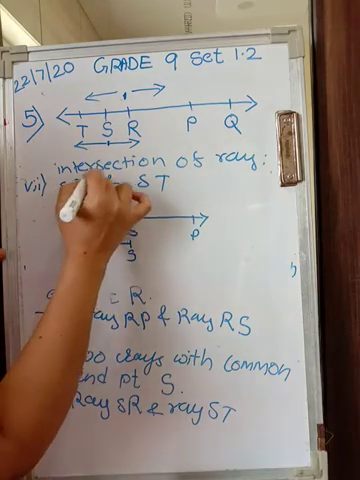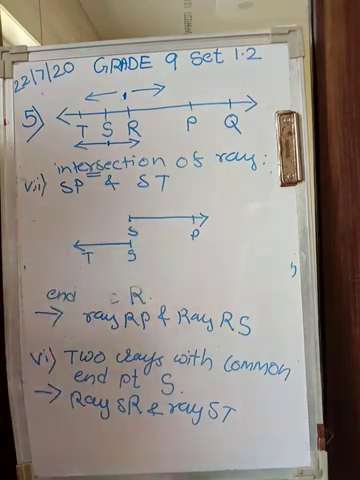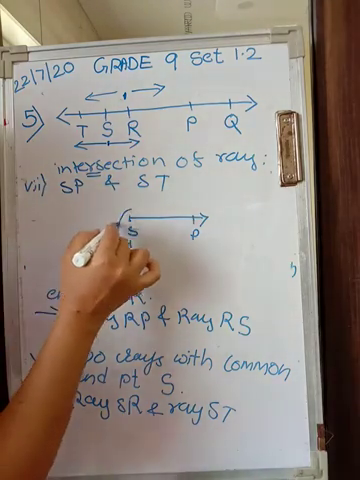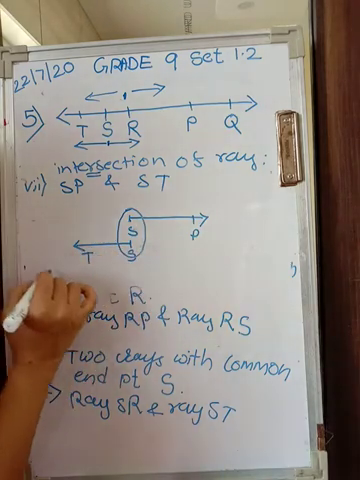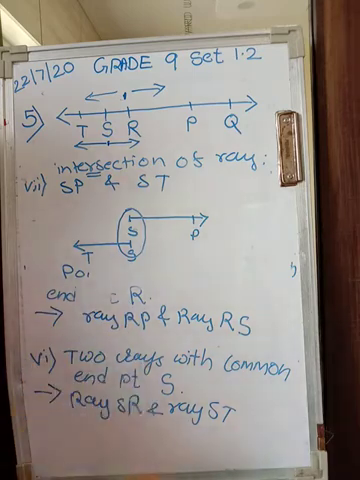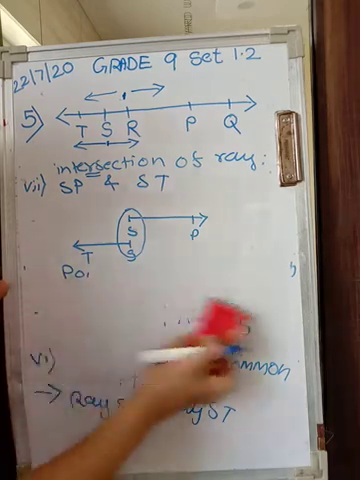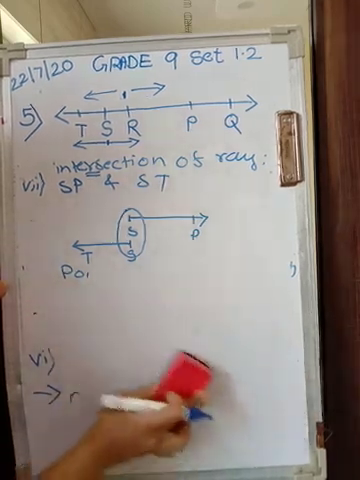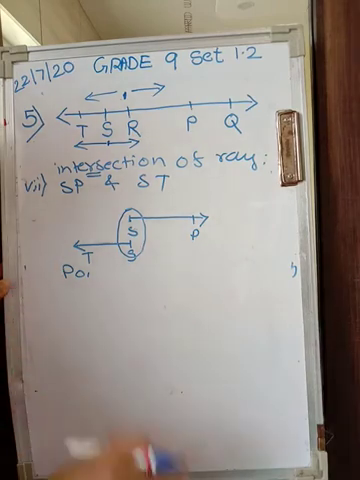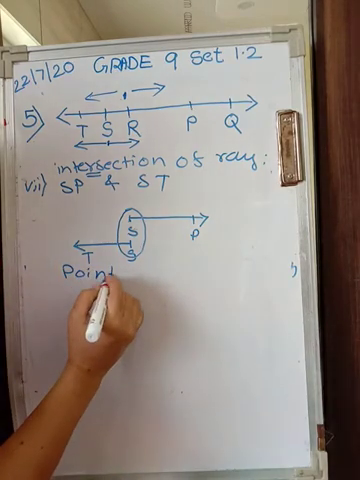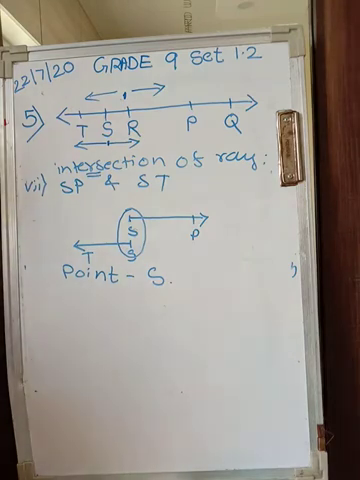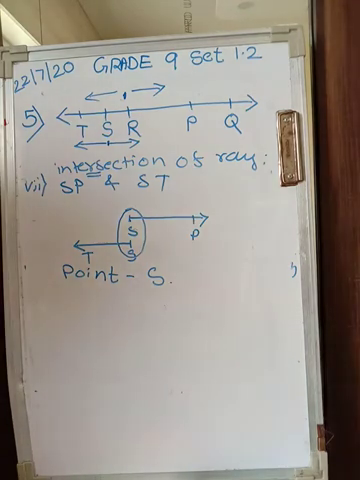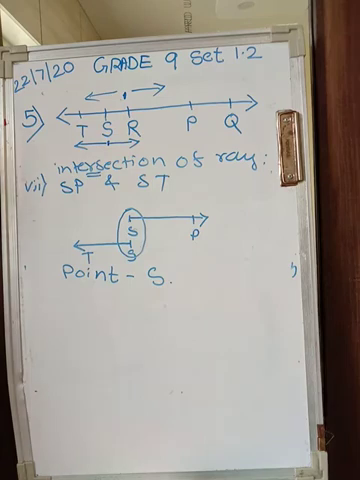We have seen what the meaning of intersection is: common to both of these. So common to them is only this point S, which is common to both the rays. So your answer will be point S, which is common to both of them. So point S. That is your last answer. Okay. I hope this is clear to you all. Thank you. That's all for today.